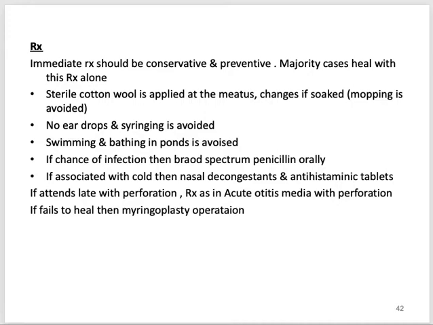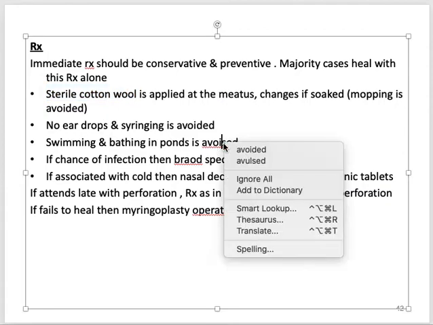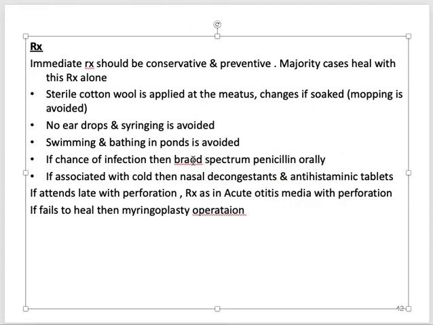We ask the patients not to put in any ear drops, and syringing is avoided. Rather, we put a sterile cotton wool inside. Swimming and bathing should be avoided, because they can cause infection. If there is a chance of infection, you give broad spectrum antibiotics. If it is associated with nasal congestion, like a blocked Eustachian tube, then antihistamines or decongestants can be given. The surgery to fix this is called myringoplasty.